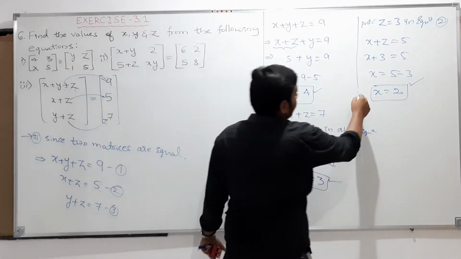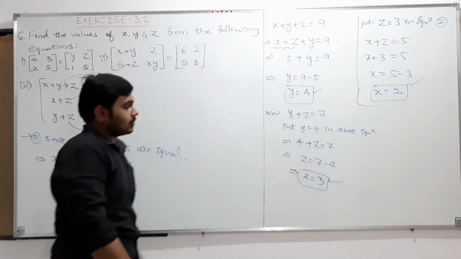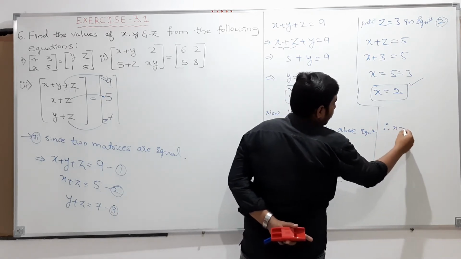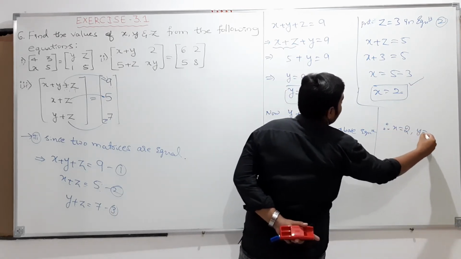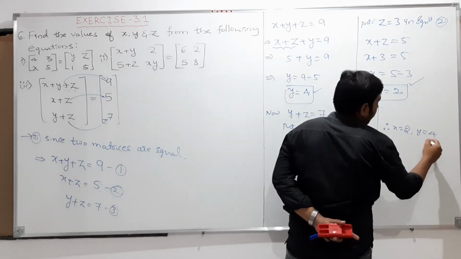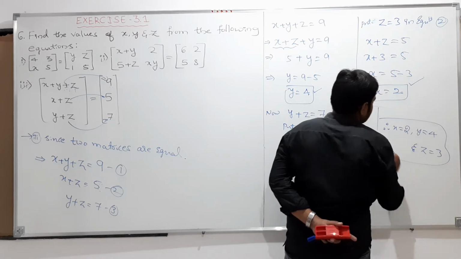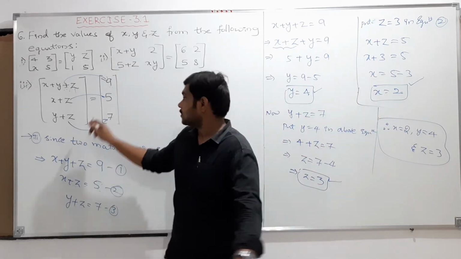I hope you don't have any doubts. So lastly you can write: therefore x value is 2, y value is 4 and z value is 3. So this is the answer for your third question.